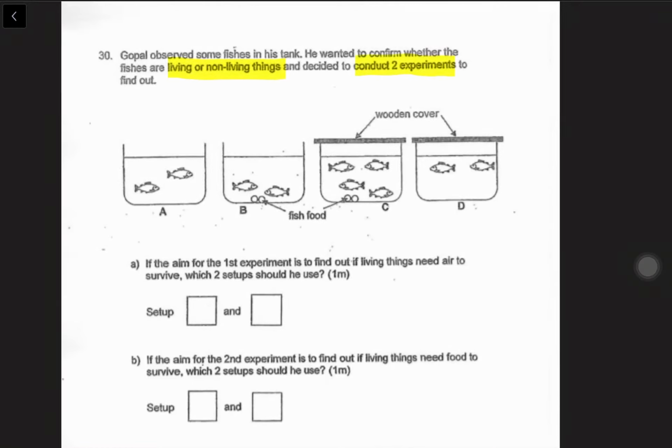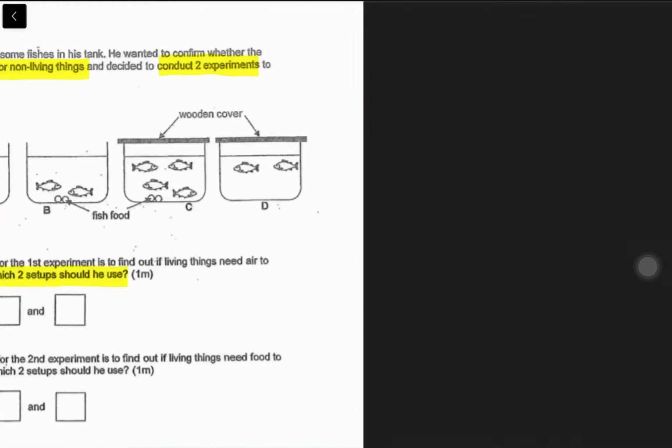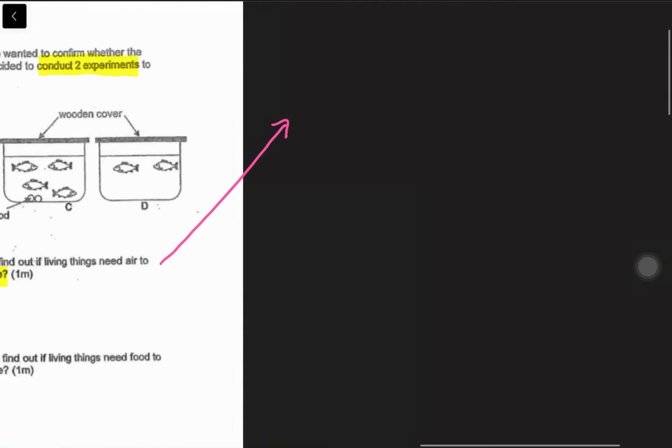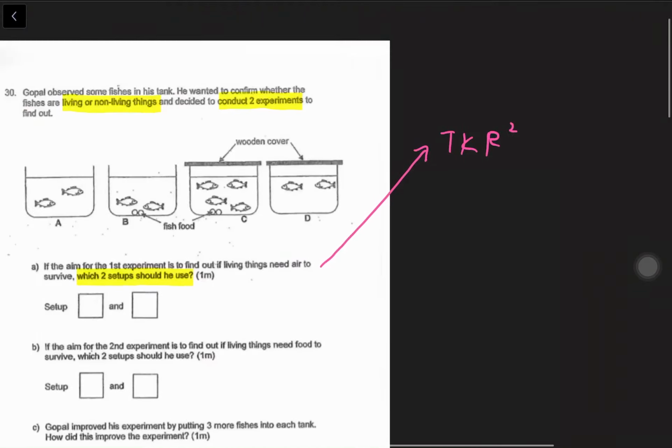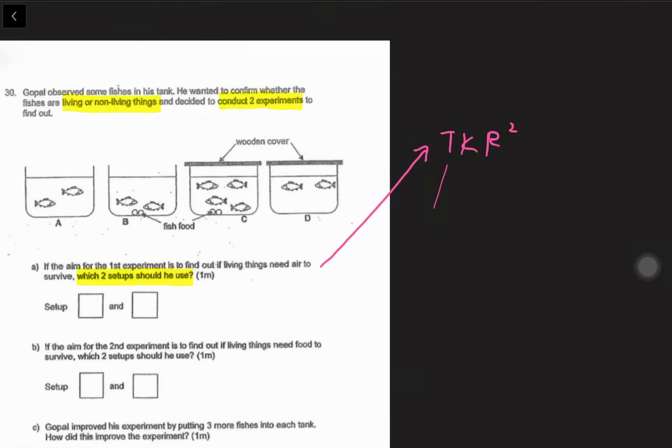If the aim of the experiment is to find out if living things need air to survive, which 2 setups should he use? So the question is asking us about which 2 setups should he use. So we have to use our TKR square. What topic is this, first and foremost? They're asking you about which setups he should use. So it's about the design of an experiment.